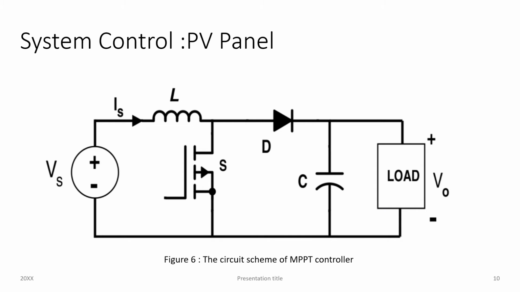The circuit scheme of MPPT controller is shown in figure, which consists of Vs as a photovoltaic voltage source, inductor L, diode D, capacitor C, MOSFET as a fast switch, and load, in this case a chargeable battery. The switch S of MOSFET in circuit of MPPT is connected with PWM, which results in duty cycle from P&O algorithm.